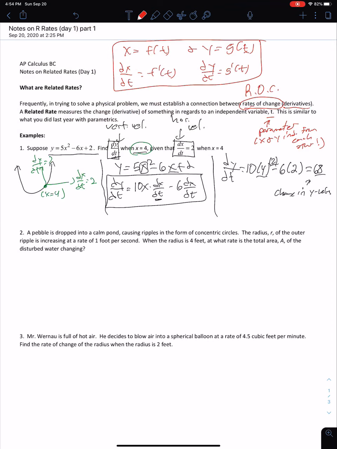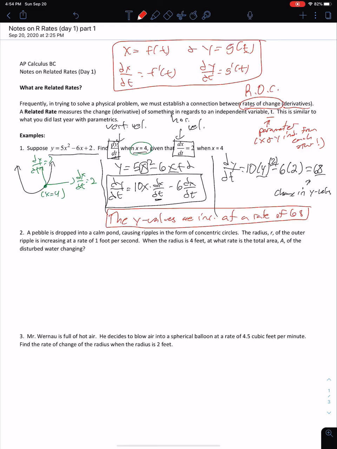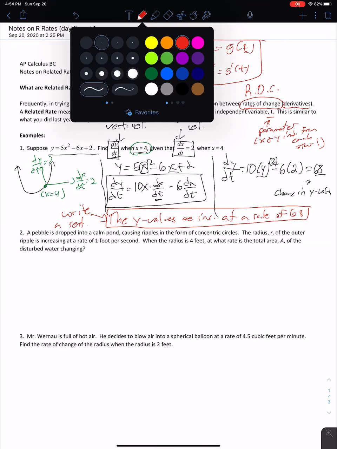You always have to write your answer as a sentence. This says the y values are increasing at a rate of 68. And that is what we would put. You always want to write a sentence for these. 1 point on my class at least.